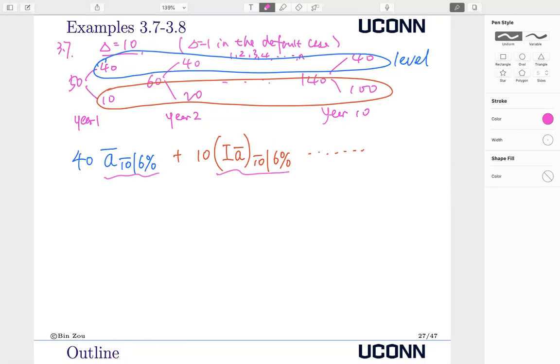What's the next one? Next is 3.8. Determine the present value of a series of payments of $100 continuously in year 1, $90 continuously in year 2, going down to $10 continuously in year 10. Well, this is a standard decreasing annuity, and it's continuously payable. So I put a bar on top of a for 10 years, so you can directly apply the formula.